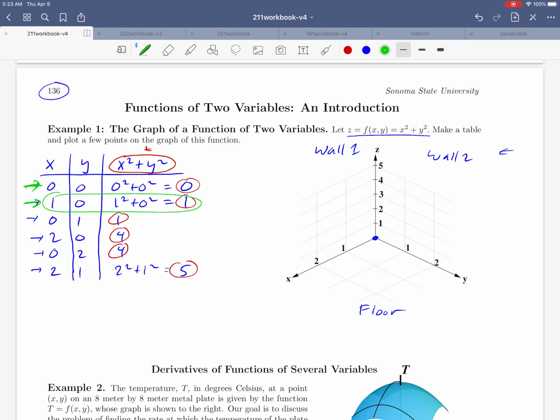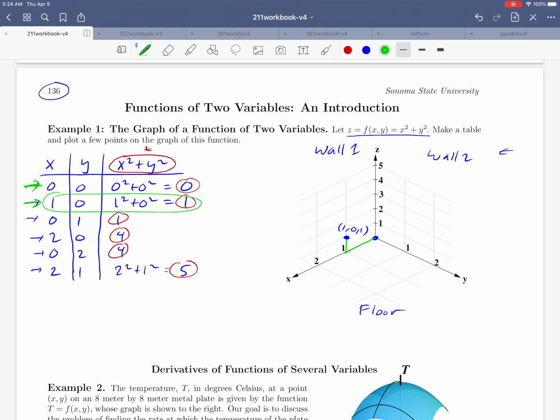So we want x to be 1, y to be 0, and z to be 1. Let's find that point. We're going to go 1 along the x-axis, 0 along the y-axis, and we're going to go straight up 1. And so the point 1, 0, 1 would be sitting right here, kind of on wall number 1 somewhere.